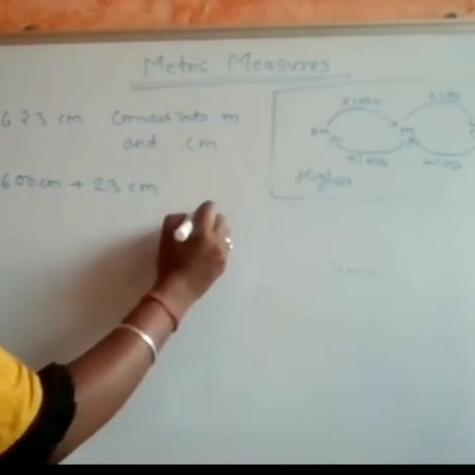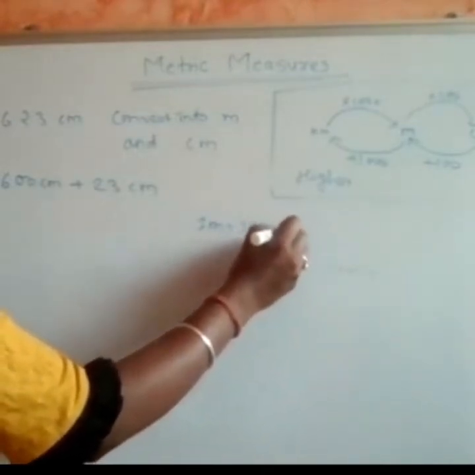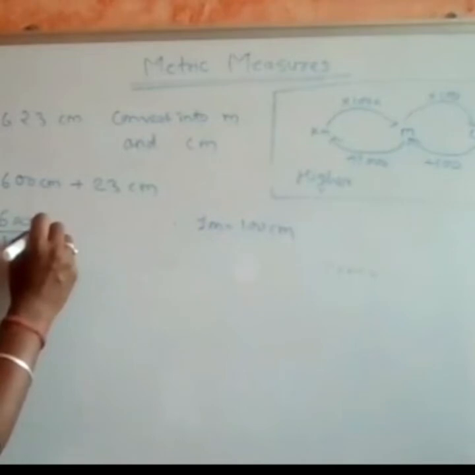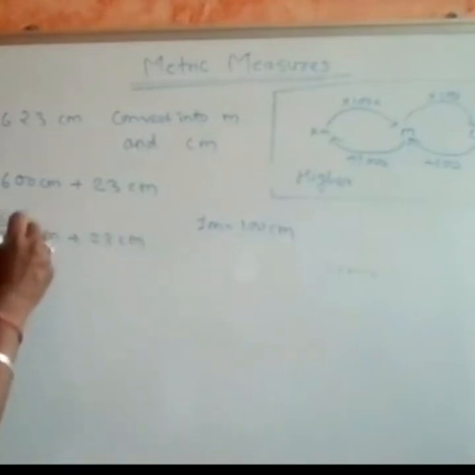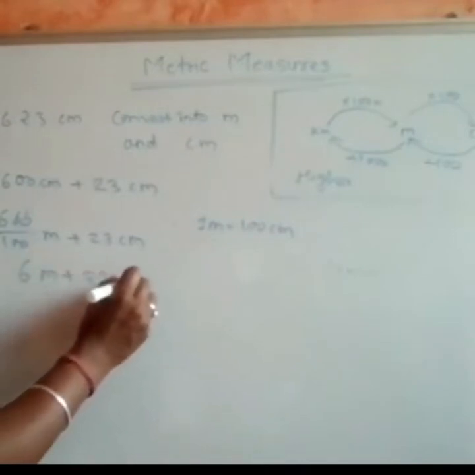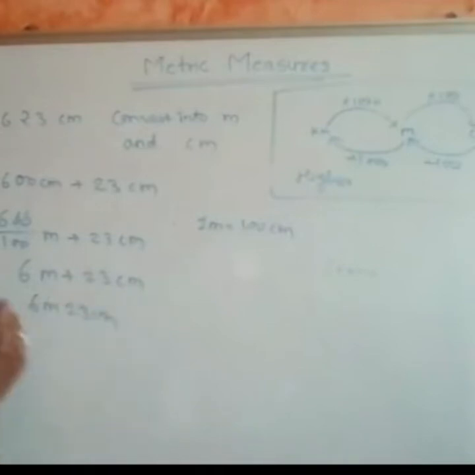As we know the formula, 1 meter equals 100 centimeter. So just 600 divided by 100. That will be in meter, plus 23 centimeter. So the 0, 0 will get cancelled. 6 meter plus 23 centimeter. So the answer will be 6 meter 23 centimeter.